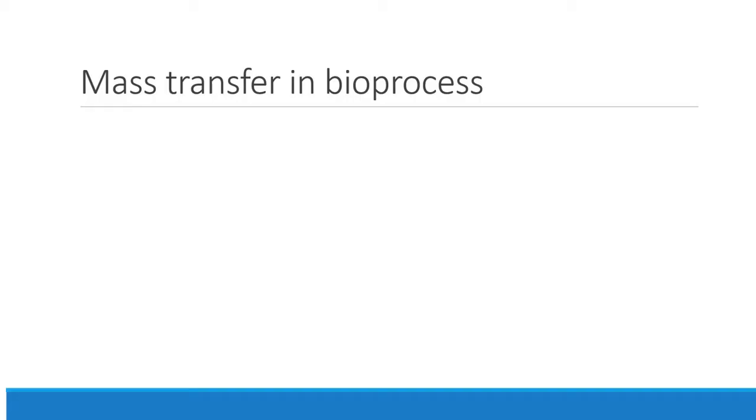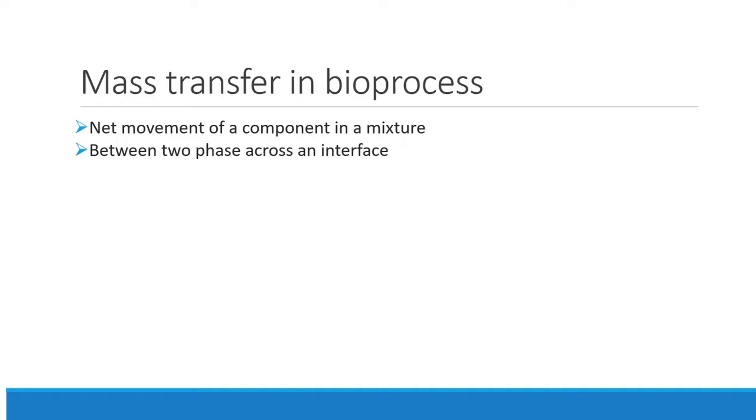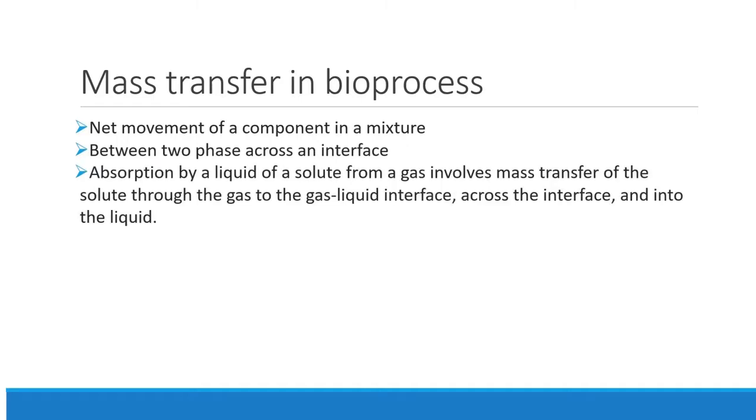Mass transfer is the net movement of a component in a mixture from one location to another location where the component exists at a different concentration. Mass transfer takes place between two phases across an interface. Absorption by a liquid of a solute from a gas involves mass transfer of this solute through the gas to the gas-liquid interface, across the interface and into the liquid.